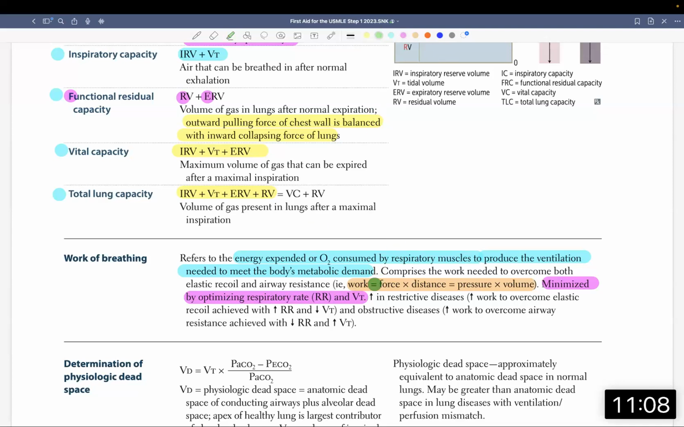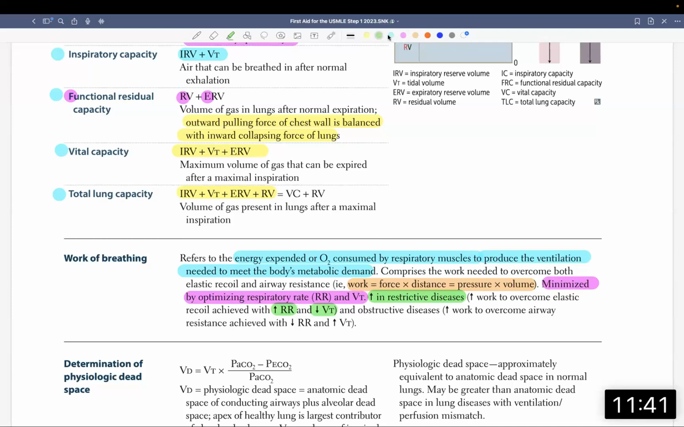The work of breathing is increased in restrictive diseases. Makes sense because the increased work is needed to overcome the elastic recoil. How do they manage? By increasing the respiratory rate and decreasing the tidal volume. So shallow and fast breathing. So in restrictive lung diseases, work of breathing is increased because they have more work to do to overcome the elastic recoil. And they manage by increasing respiratory rate and decreasing tidal volume.